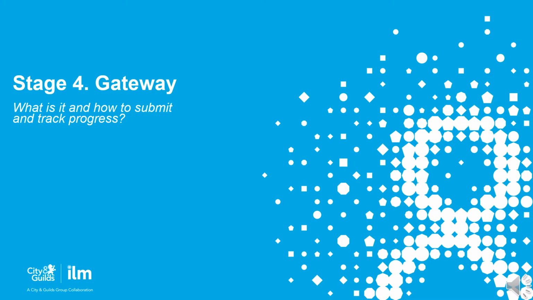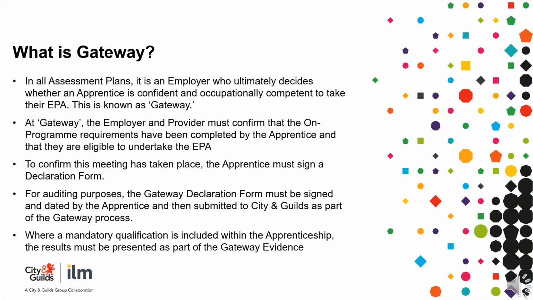Gateway. What is it and how to submit and track progress? What is Gateway? In all assessment plans, it is an employer who ultimately decides whether an apprentice is confident and occupationally competent to take their EPA. This is known as Gateway. At Gateway, the employer and provider must confirm that the on-programme requirements have been completed by the apprentice and that they are eligible to undertake the EPA.